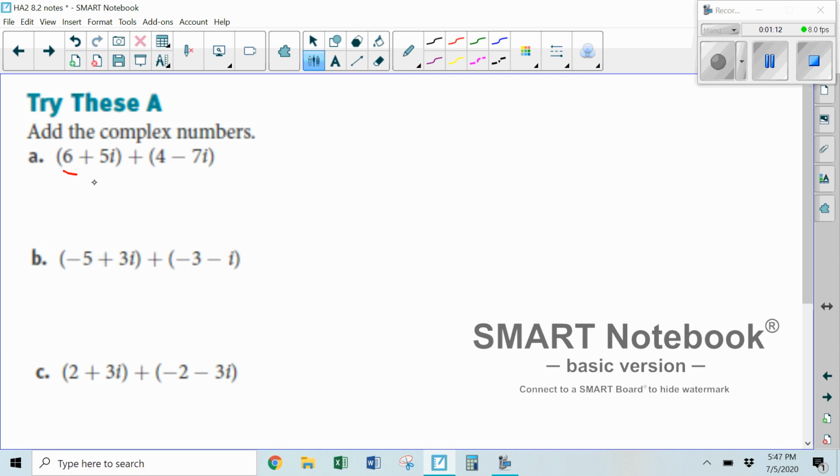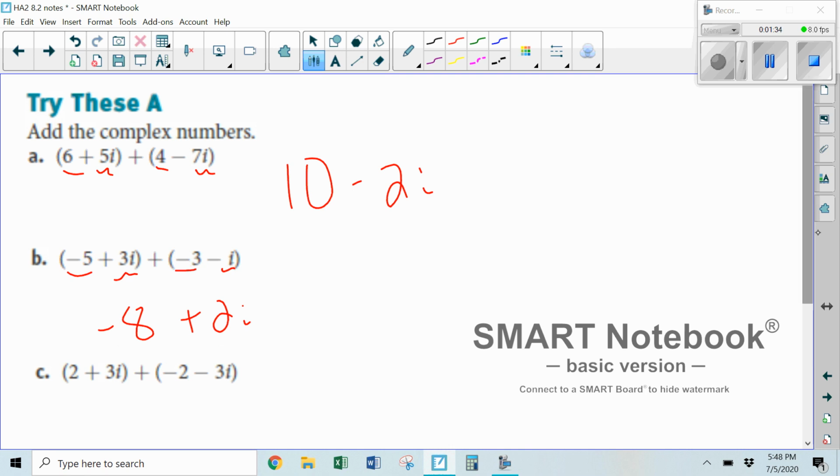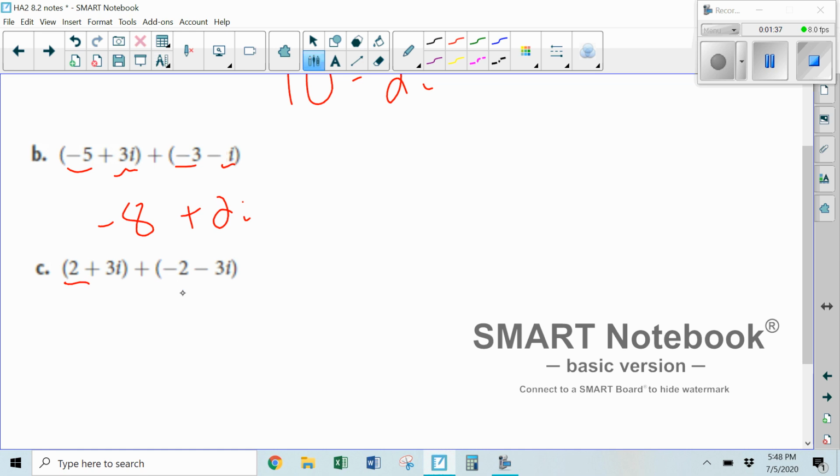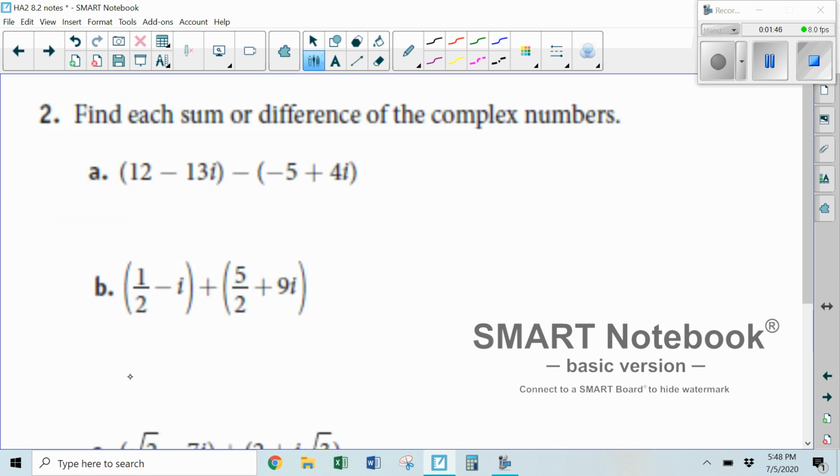So to go through this, my constant terms are 10, or my real numbers, and then my imaginary numbers are 5i and -7i, so -2i. The next one is -8 plus 2i. Of course, we don't combine those together. We don't make it -6i. We leave them separate. 2 and -2 is 0. 3i and -3i is 0, so that's just 0. So we're going to skip over that part and look at number 2.